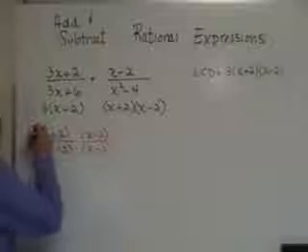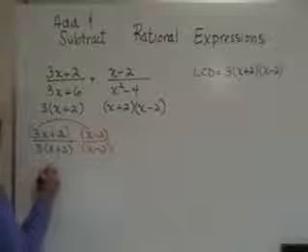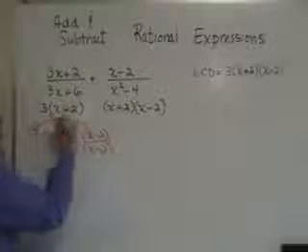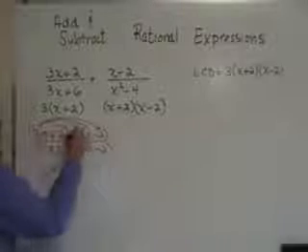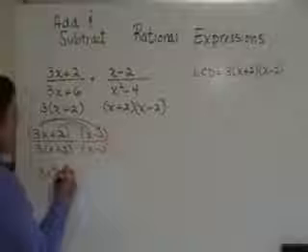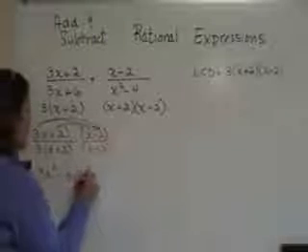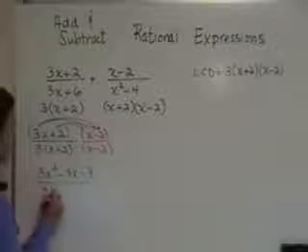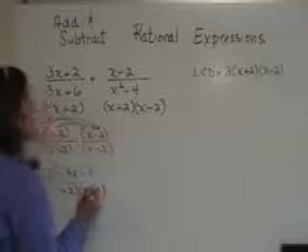And so I have to FOIL this. So 3x times x is 3x squared. Again, I'm going to do the inner and the outers in my head. 3x times a minus 2 is a minus 6x. Here I have a plus 2x. A minus 6x and a plus 2x is a minus 4x. And 2 times a minus 2 is a minus 4. And this is now over the common denominator of 3 times x plus 2 times x minus 2.